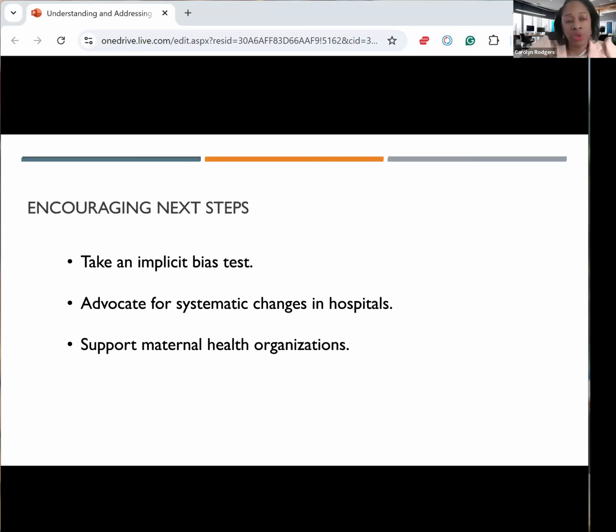Okay. We need to encourage our healthcare providers to take an implicit bias test. We need to promote advocacy for systematic changes in hospitals where the data shows that implicit bias exists. And we need to support maternal health organizations because they are our friends and can provide us with the information and the knowledge to collaborate to increase patient care.